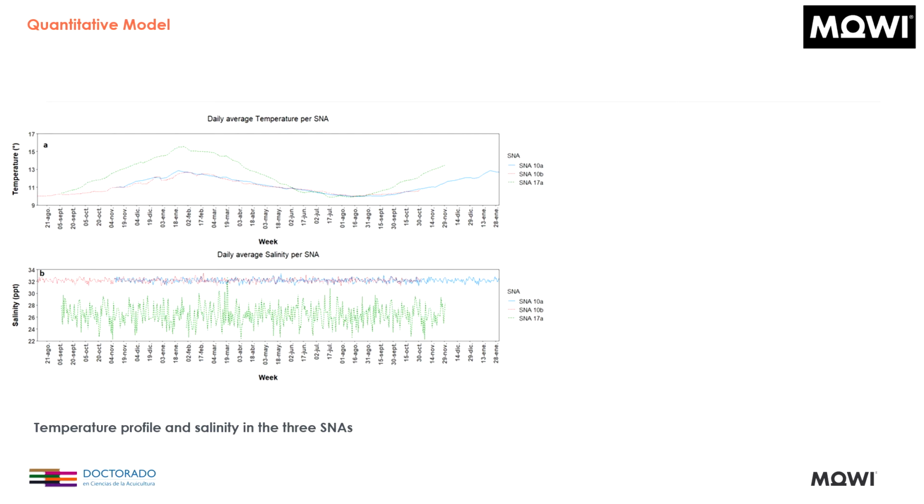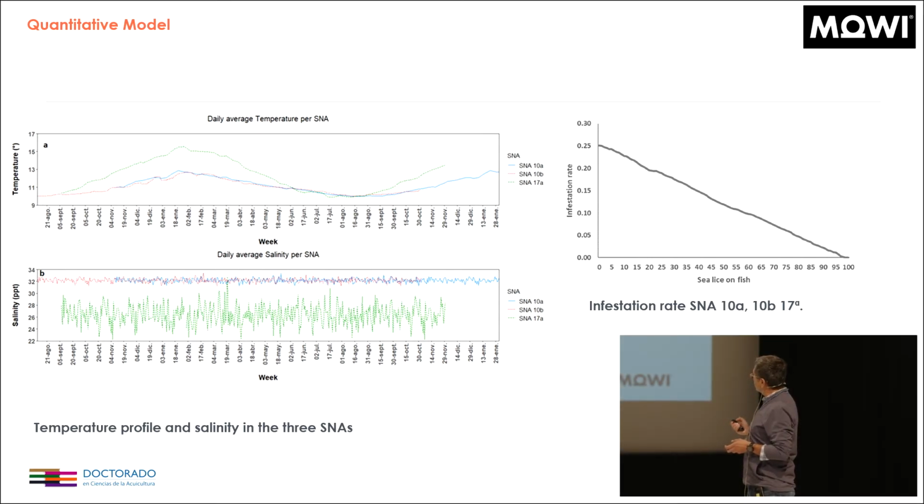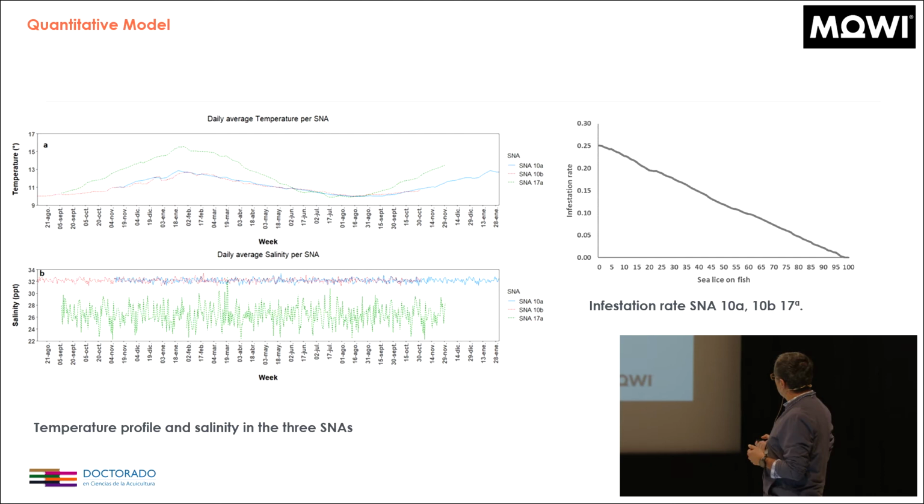Regarding the quantitative model, the 2 important variables for this model were temperature and salinity. I present you the patterns of temperature and salinity in the 3 S and A that were entered in the model as a time series. Another important variable is the infestation rate. I assume that the infestation rate will be maximum, 25%, when the sea lice on fish is 0, and 0 infestation rate when the load on the fish is equal to 100 sea lice per fish.